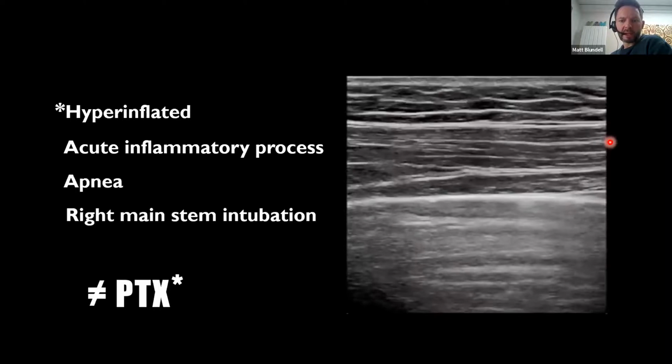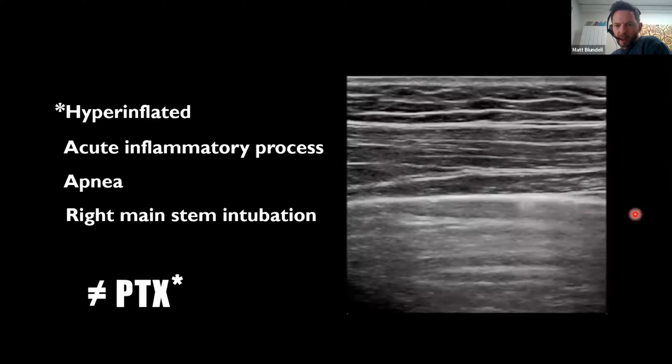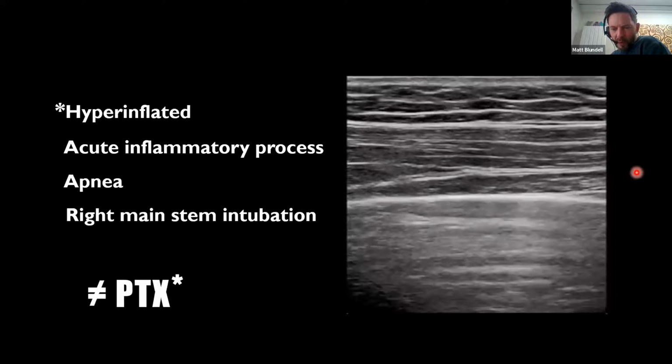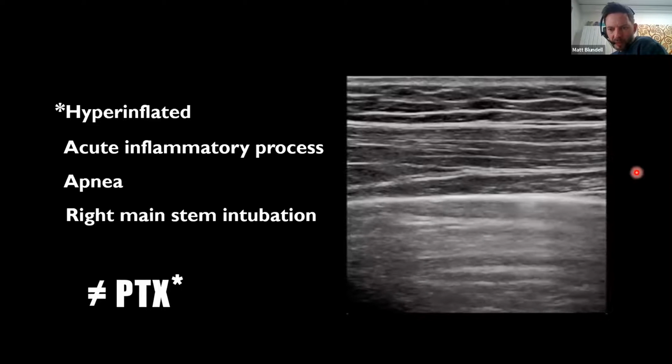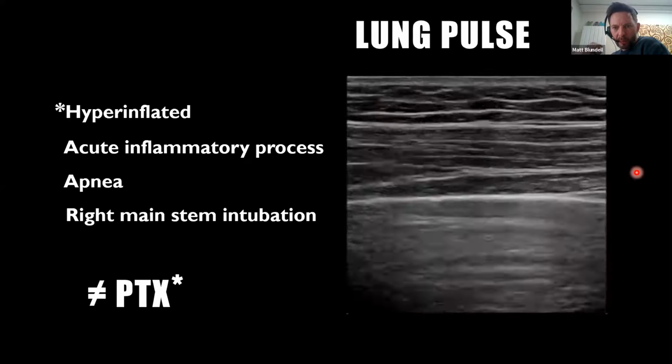And the other caveat I said, you've got a patient who's not breathing, or you've got a patient who's been intubated and the tube might have gone down the right main bronchus. So if you're looking at the left lung, I'm not sure if you can see that very well, but there's this kind of faint movement of the pleura backwards and forwards, and it's probably going around 60 times a second. So this is called the lung pulse.